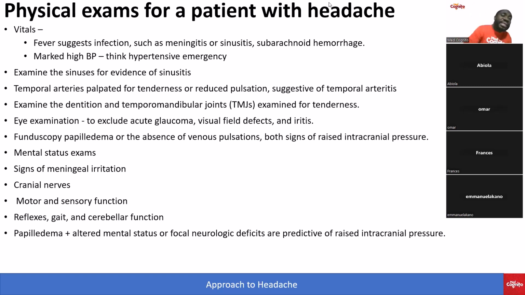Okay? If the patient has severely elevated blood pressure plus headache, then think about hypertensive emergency. In a patient with headaches, you also want to check the sinuses for evidence of sinusitis. For temporal arteritis, you can palpate the temporal region; if the patient has a reduced pulsatile artery there, that can also suggest it. You also want to examine the dentition and the temporomandibular joints for tenderness. Okay? And then you also want to examine the eye.